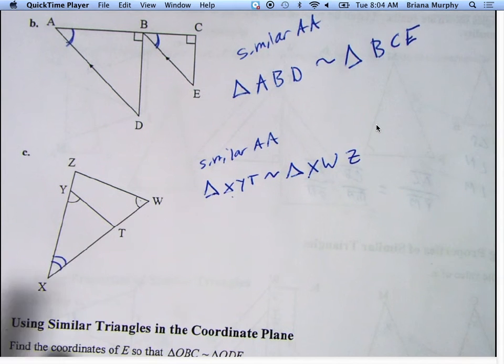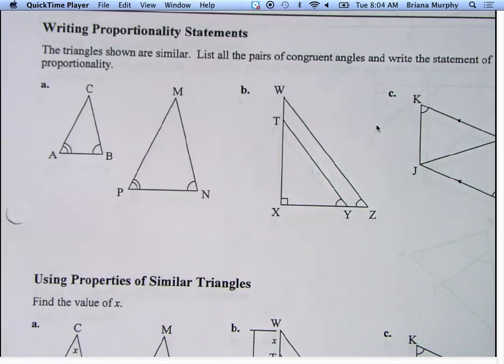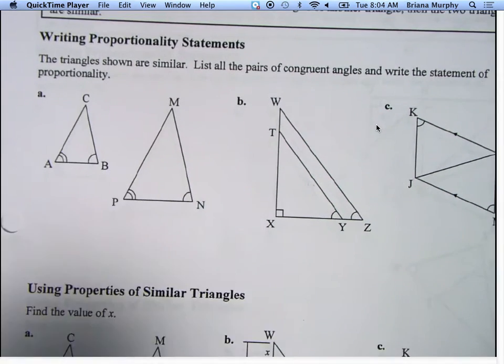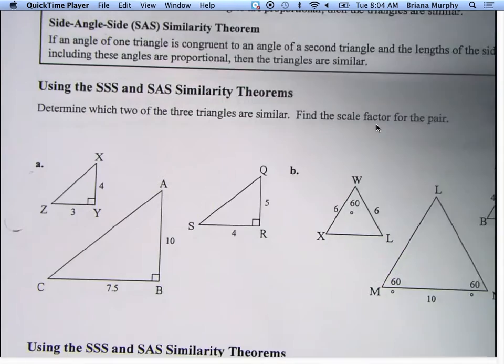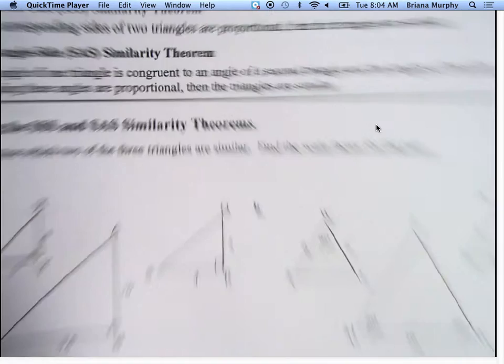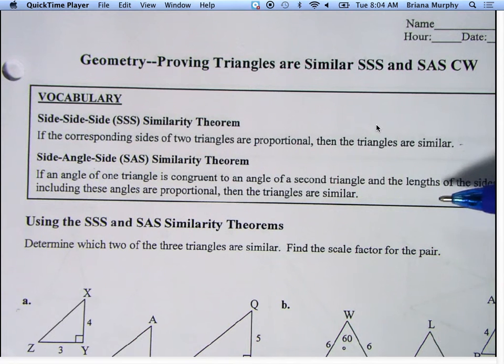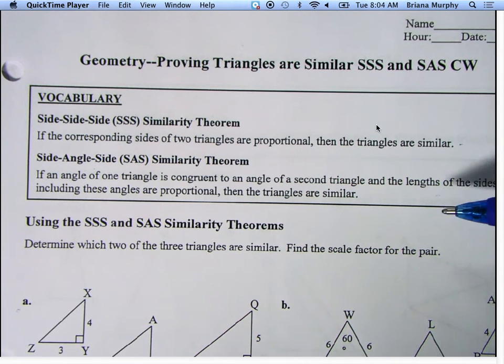All right, we're going to skip the last one. And let's go to similar triangles by side, angle, side. Side, side, side, and side, angle, side. Okay, we've got side, side, side. If the corresponding sides of two triangles are proportional, then the triangles are similar. If an angle of one triangle is congruent to an angle of a second triangle, and the lengths of the sides, including the angles, are proportional, then the triangle is similar.